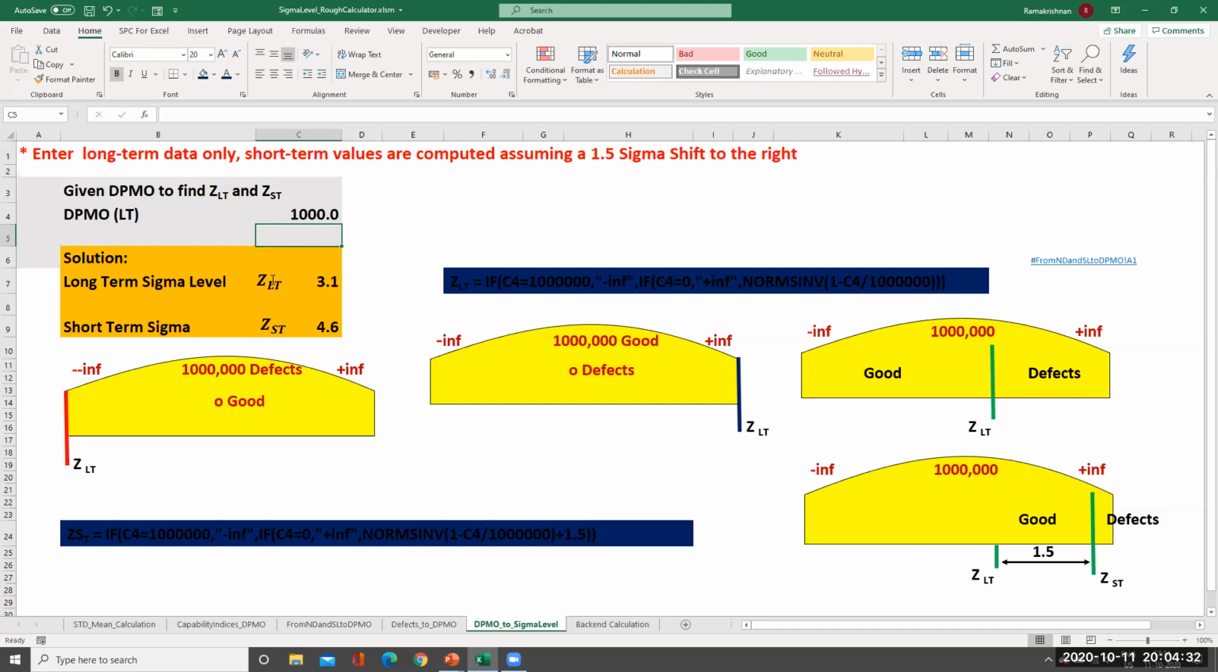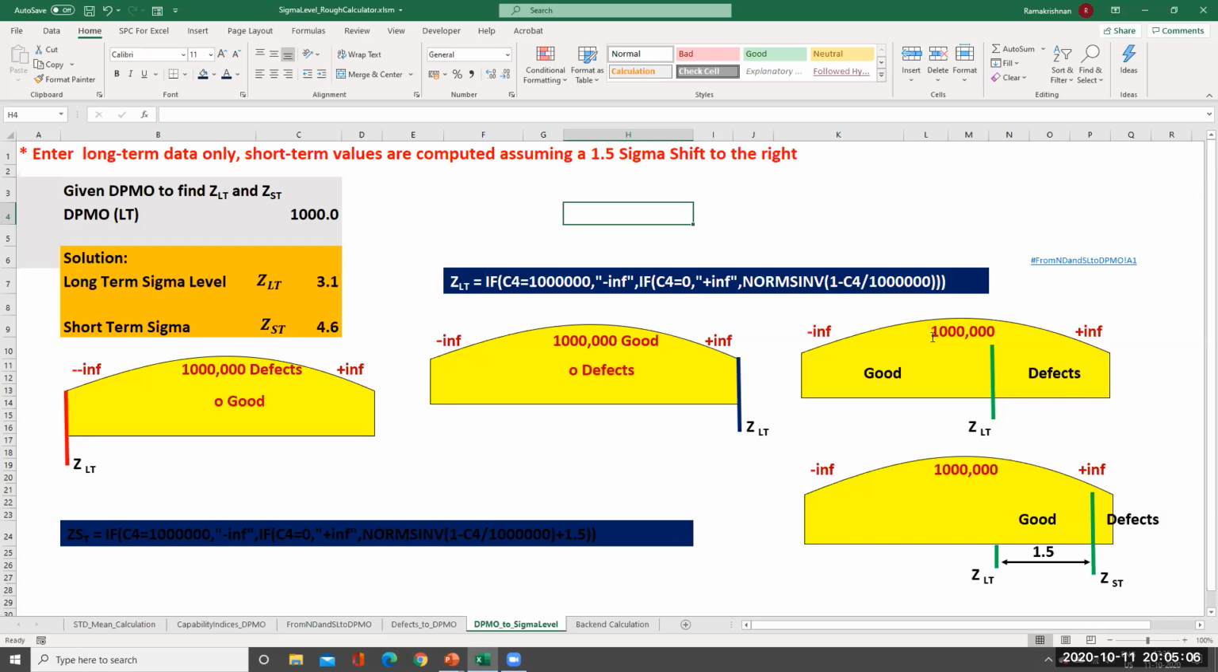Simple formula, you can copy it here. The formula that I have used, I'll show it to you here. If C4 is equal to 1 million, it will be minus infinity. If it is equal to 0, it is plus infinity. Otherwise, it is the inverse formula, NORM.S.INV, of 1 minus C4 by 1 million. C4 by 1 million is only the P value, right? Since the area to the left is what is considered in the graph, I'm subtracting from 1 so that the left-hand side area is there.